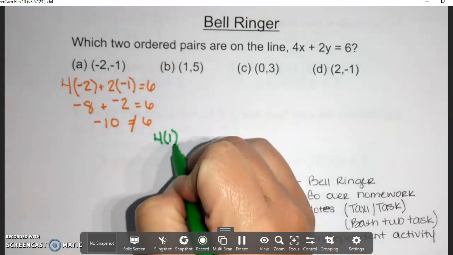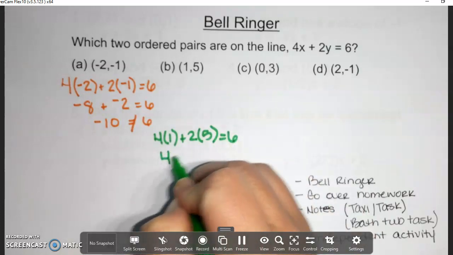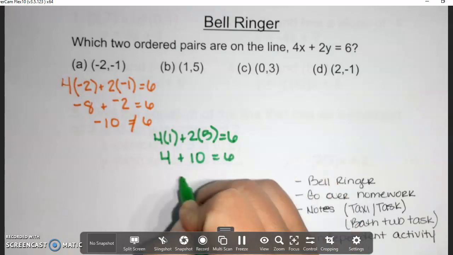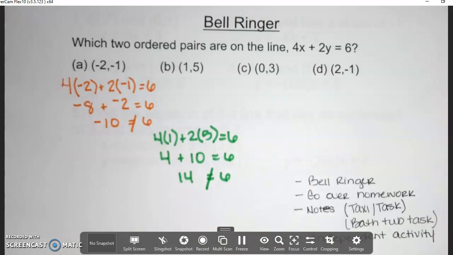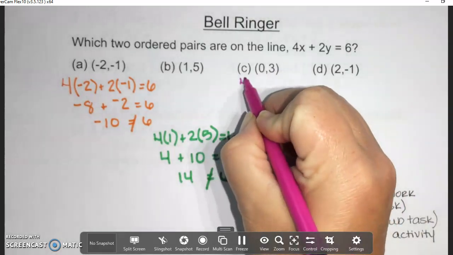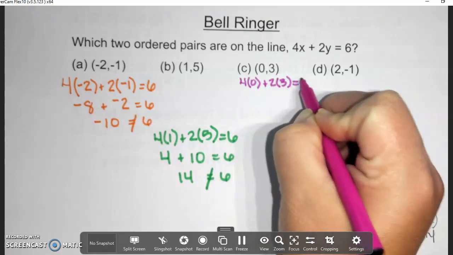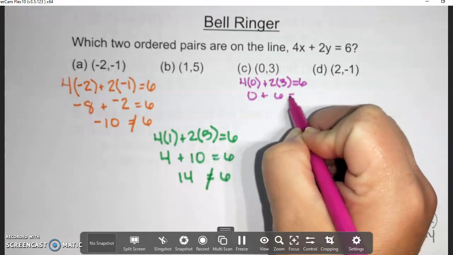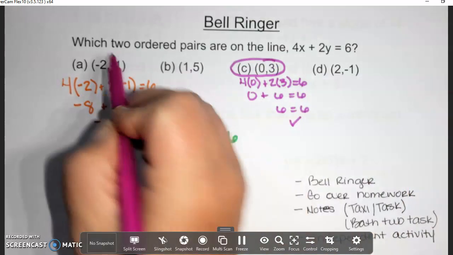Let's try the next one. 4 times 1 plus 2 times 5 has got to equal 6. 4 plus 10, 14 equals 6. Is that true? No. So it's not one of our answers. Let's try this one. 4 times 0 plus 2 times 3 is equal to 6. 0 plus 6 equals 6. That is true. So C is one of our answers.